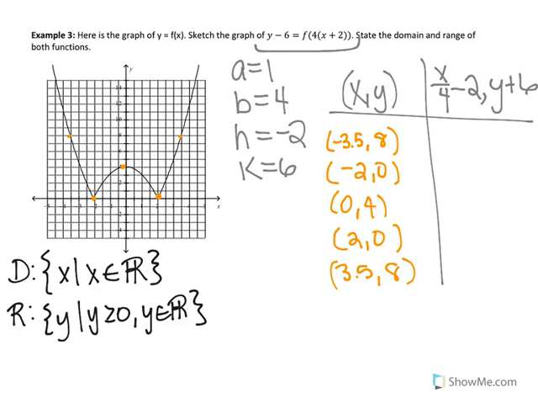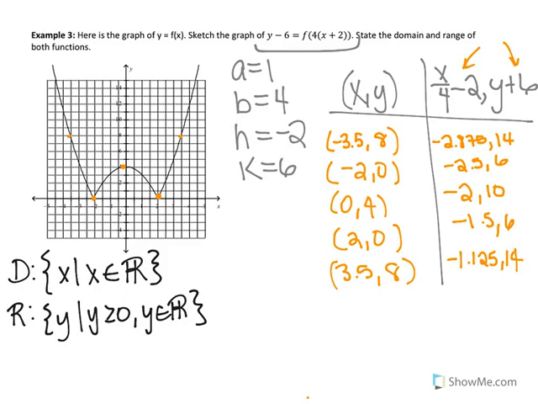Okay, changing our points. So what I want you to do is pause the video and manipulate each of these points using this for x and this for y. So you should have gotten negative 2.875 and 14, negative 2.5 and 6, negative 2 and 10, negative 1.5 and 6, and negative 1.125 and 14.